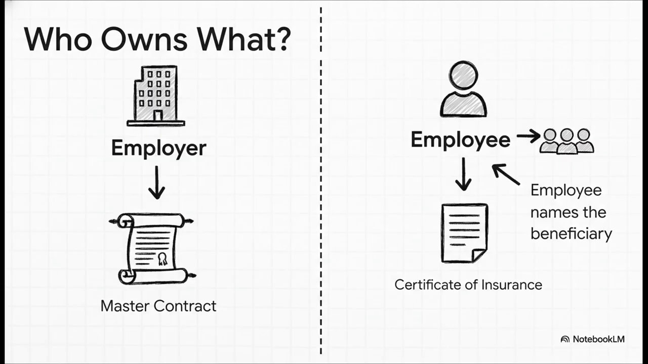It's a huge concept. Who owns what? The employer owns the actual policy. They're the ones who get the single master contract. So what about the employee? Well, they don't get a policy. They get a certificate of insurance, which is basically just proof that they're covered. You absolutely have to know that distinction.